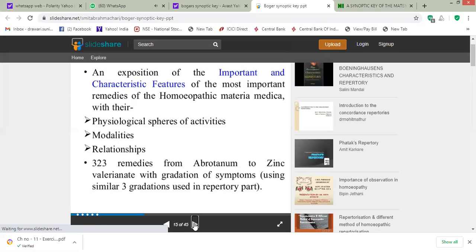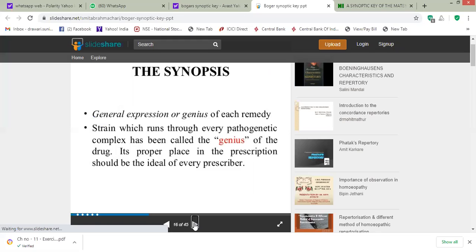In this way it was arranged. The symptoms are arranged so that we can easily understand which symptom is important in that remedy. Then from the synopsis, the general expression or genius of each remedy, we can easily get. The strain which runs through every pathogenetic complex has been called the genius of the drug. Its proper place in the prescription should be ideal for every prescriber.